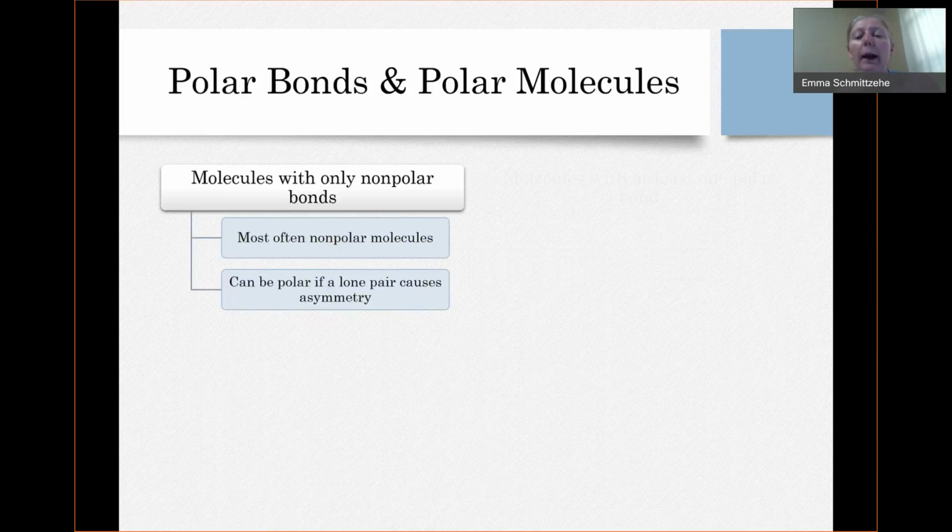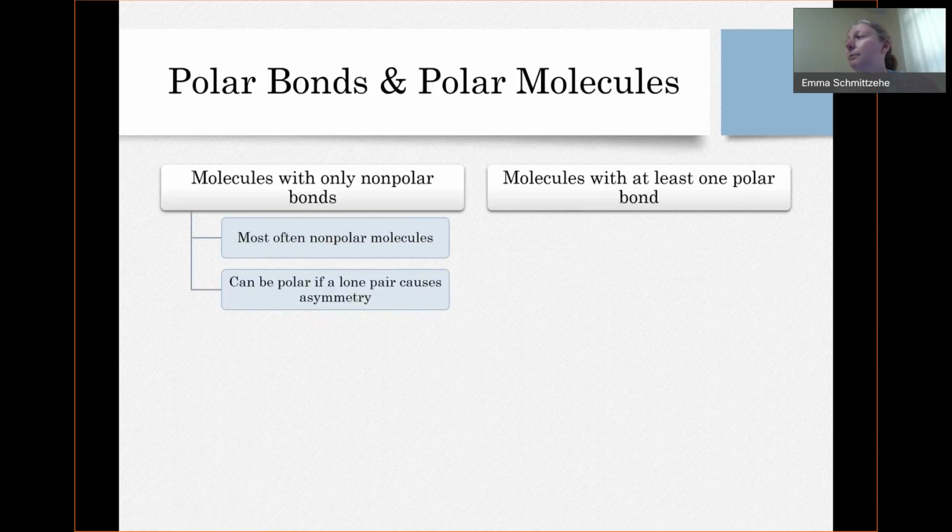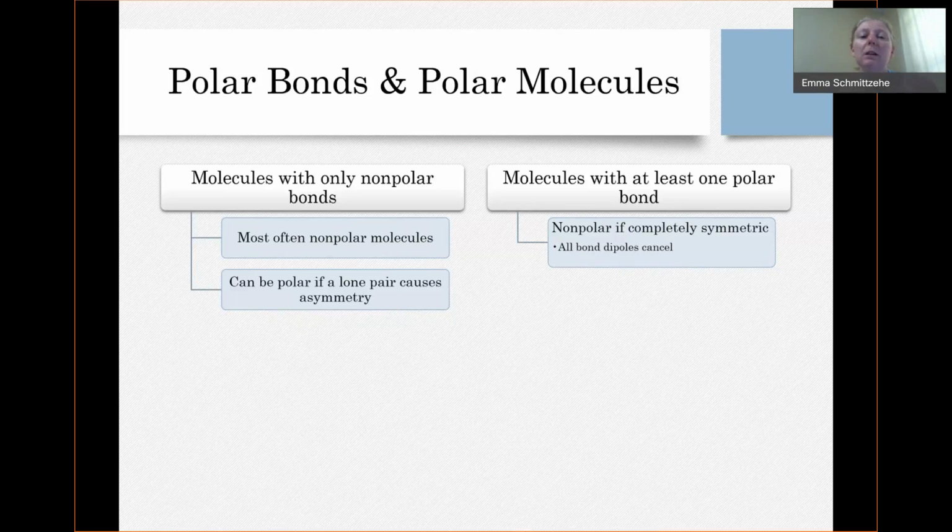Now, when you have at least one polar bond, then it may or may not be polar. Okay, so it's going to be non-polar if those polar bonds are completely symmetric, and so all of those bond dipoles can cancel out, meaning they'd all need to be oriented opposite of one another.